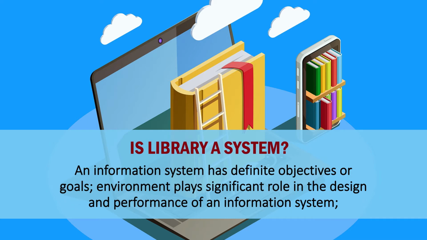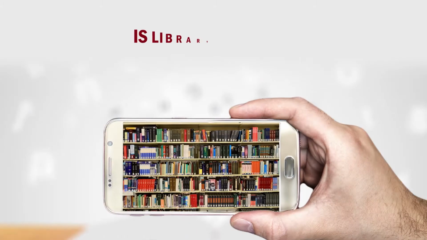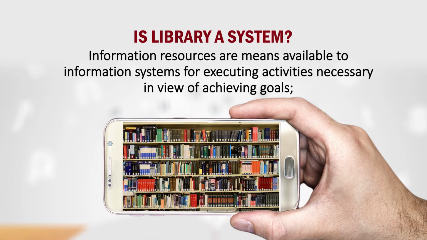An immediate environment plays a significant role in designing and performance of an information system, and a library is typically a kind of information system. Now, information resources are basically, as I said, that an open system takes input from the environment. So a library also acquires materials available in its immediate environment. Sometimes at the global scale they acquire material, within the system they process it, and again it interacts with the environment in terms of the different kind of services.